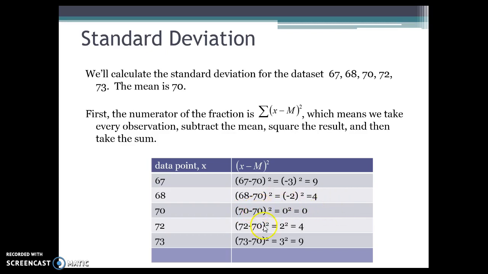Okay, so you can follow this through, but basically for all of these, you're just subtracting the mean and then taking the square. So that's what this step is. This means take the sum. So we'll take the sum and we get 26.